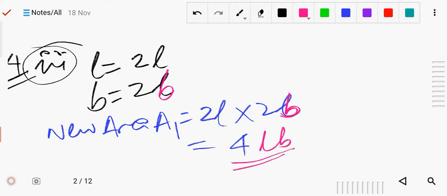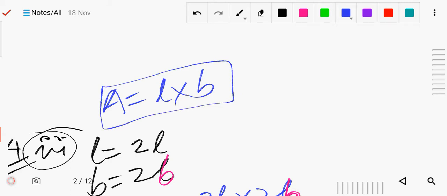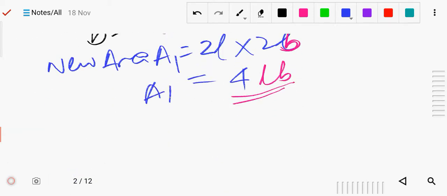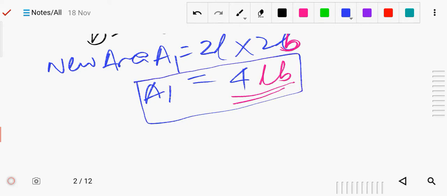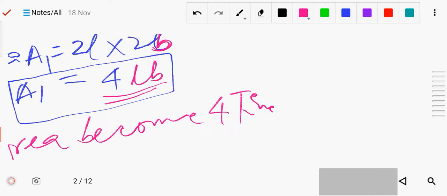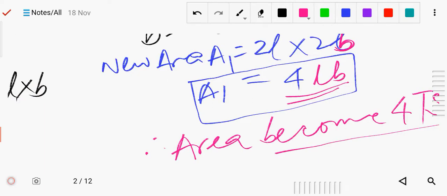Now the old area was L into B only, this was our area before changing. After changing, we got A1, which is 4 into LB. Now it has become 4 times. So what is the conclusion? The conclusion we got is that the area became 4 times more. Simple as that.